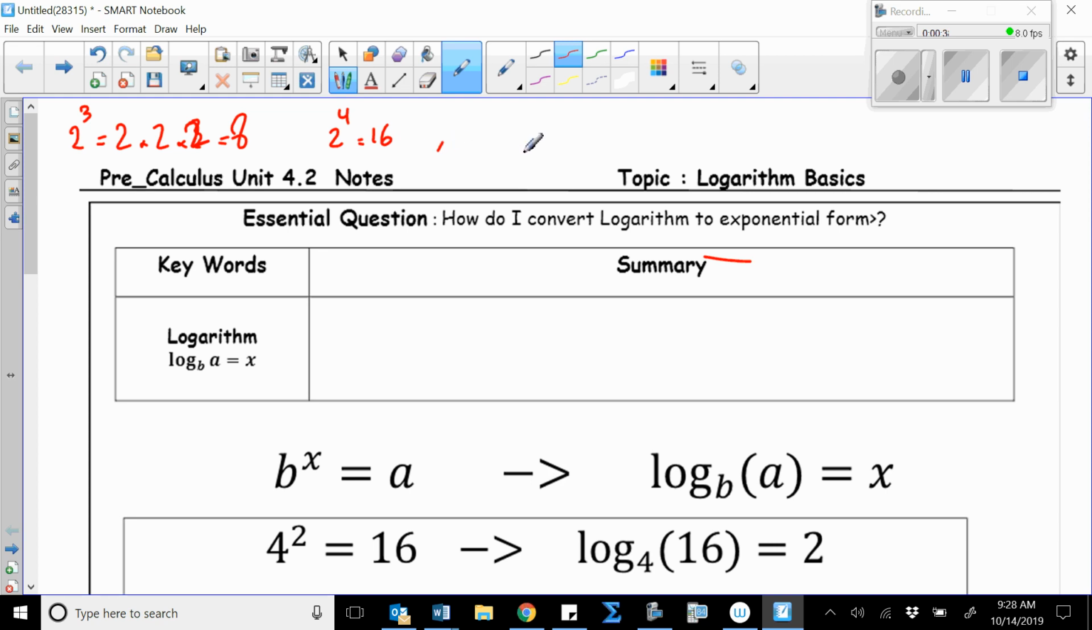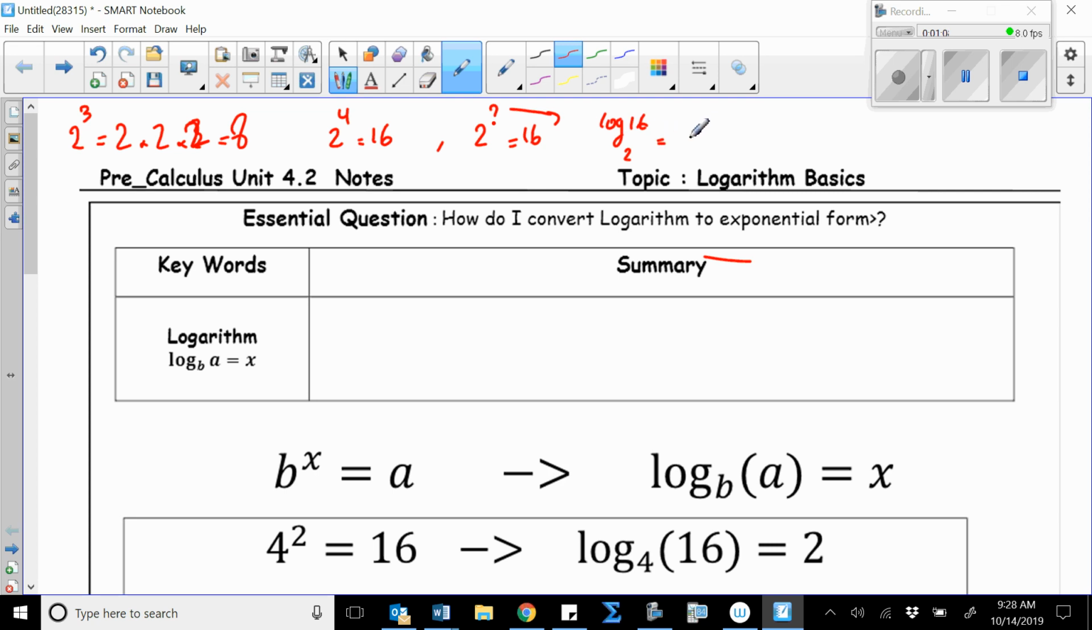But what if I ask you this question? 2 to the power of what number is equal to 16? So you need to know how many times you should multiply 2 by itself in order to get 16. The answer of this question is actually called logarithm. Logarithm of 16 with base 2. This means how many times we should multiply 2 by itself in order to get 16.